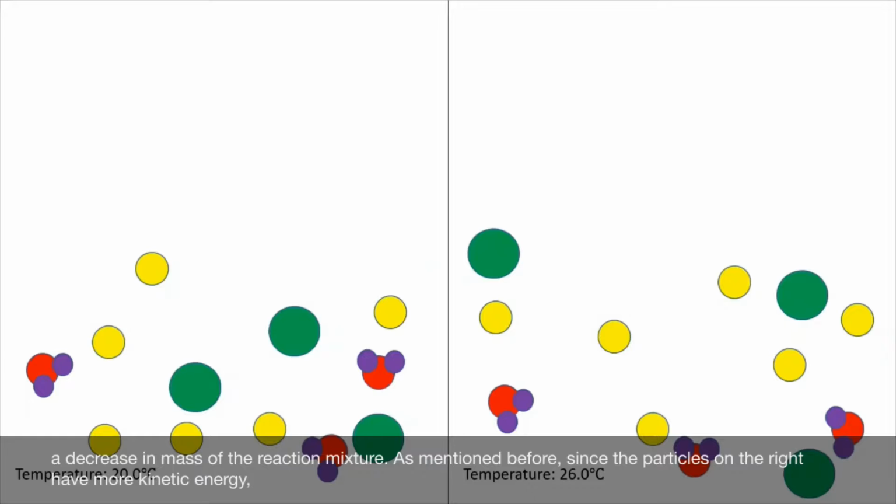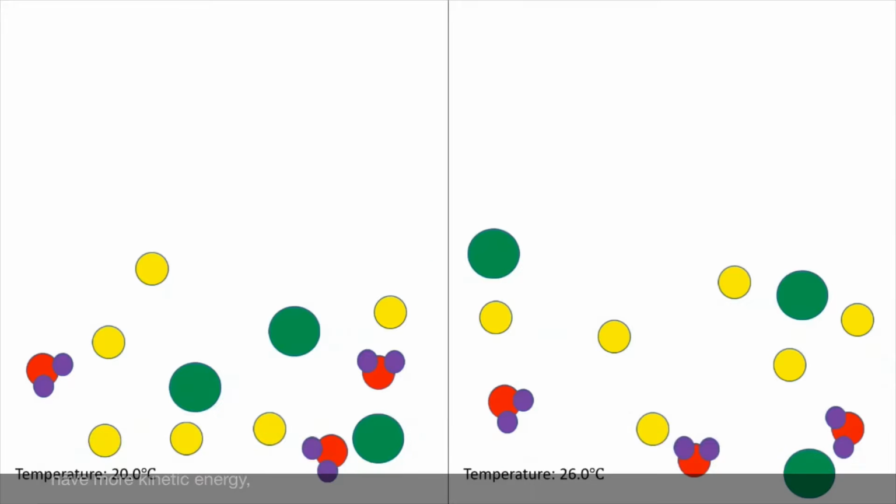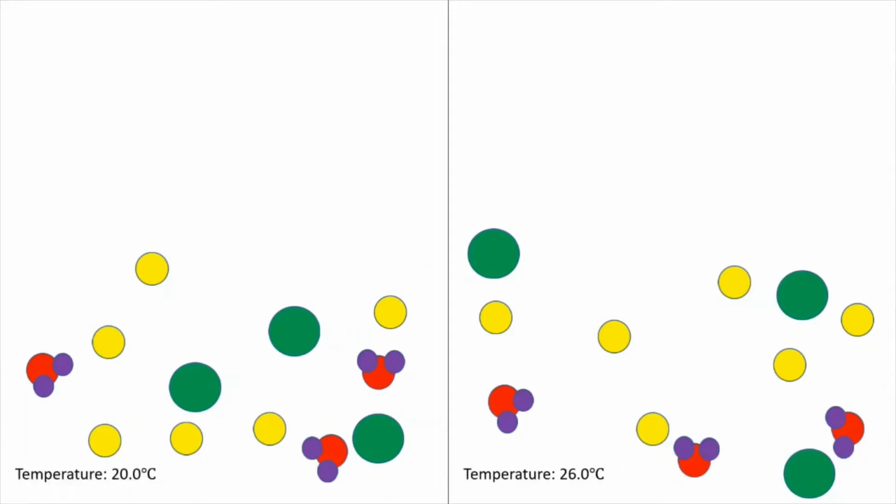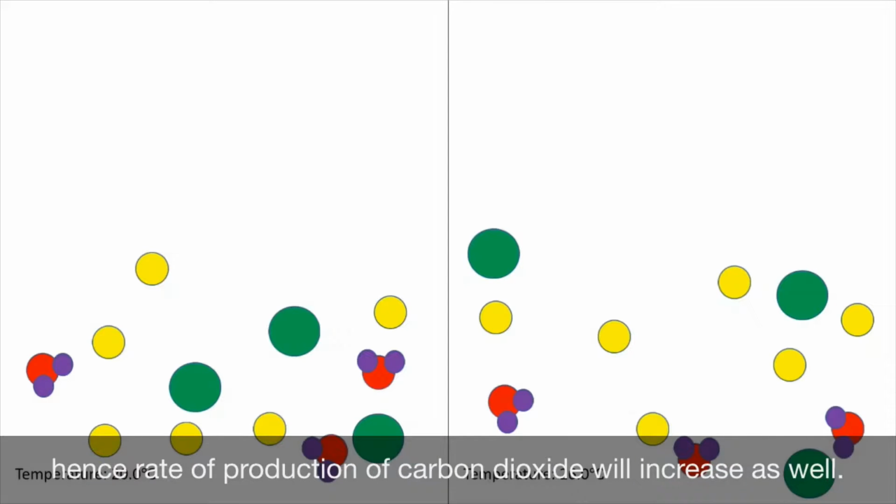As mentioned before, since the particles on the right have more kinetic energy due to higher temperature, causing an increase in frequency of effective collisions, the rate of reaction will be faster, hence the rate of production of carbon dioxide will be increased as well.